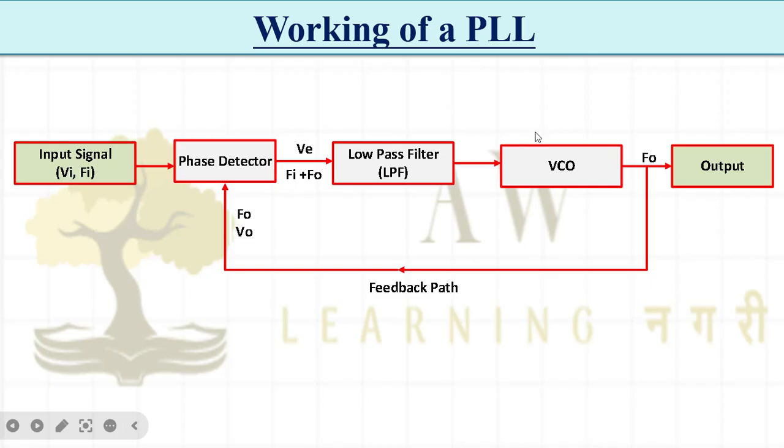It will take some time, based on how fast my feedback loop is. After passing through my low pass filter, it goes to the VCO, voltage controlled oscillator, which generates a sinusoidal signal corresponding to the required output, and the same signal goes as feedback. It tries to minimize the error, and after some particular cycles my output and input are locked with each other, and the frequency and phase difference between them is 0. In this way the PLL works.